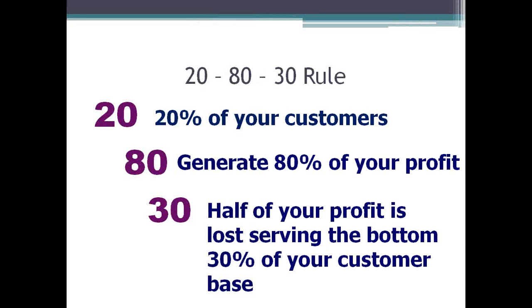And I think this is an interesting other 30%: half of your profit is lost by serving the bottom 30% of your customer base. In other words, that's the whiners, the complainers, the people that are looking for a discount based upon their dissatisfaction, whether it be real or perceived.